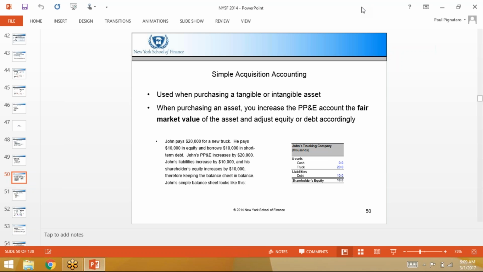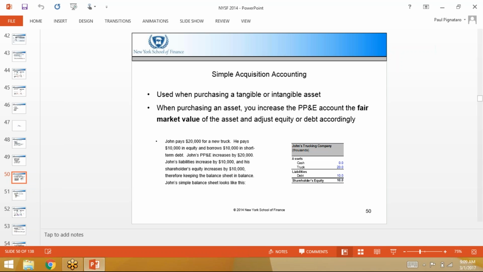So in this example, let's say that John pays $20,000 for a new truck. He pays $10,000 in equity and borrows $10,000 in debt, right? Equity raised, debt raised. So he ends with the truck at $20,000, debt of $10,000, and equity of $10,000. So his liabilities increase, his equity increases, and his PP&E increases.